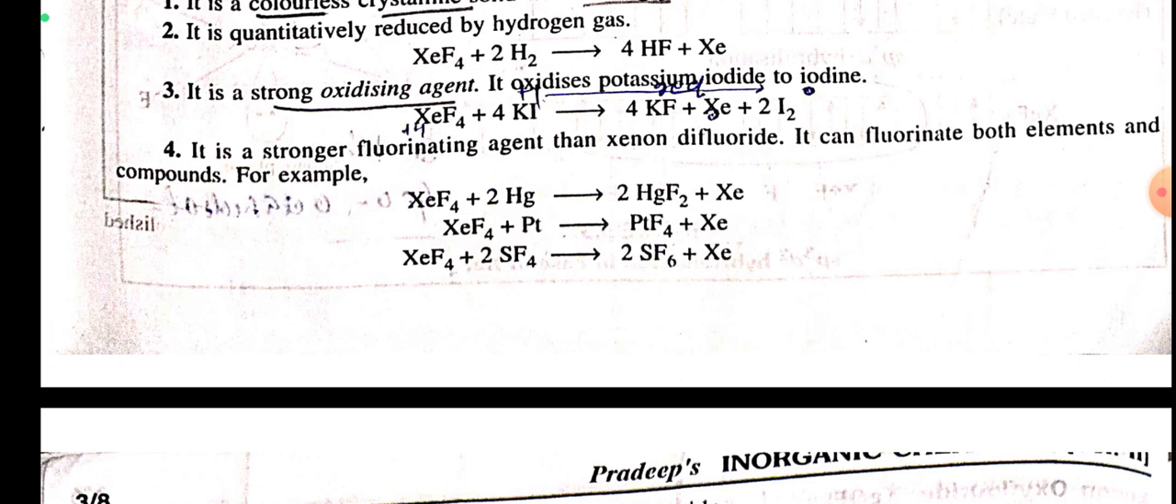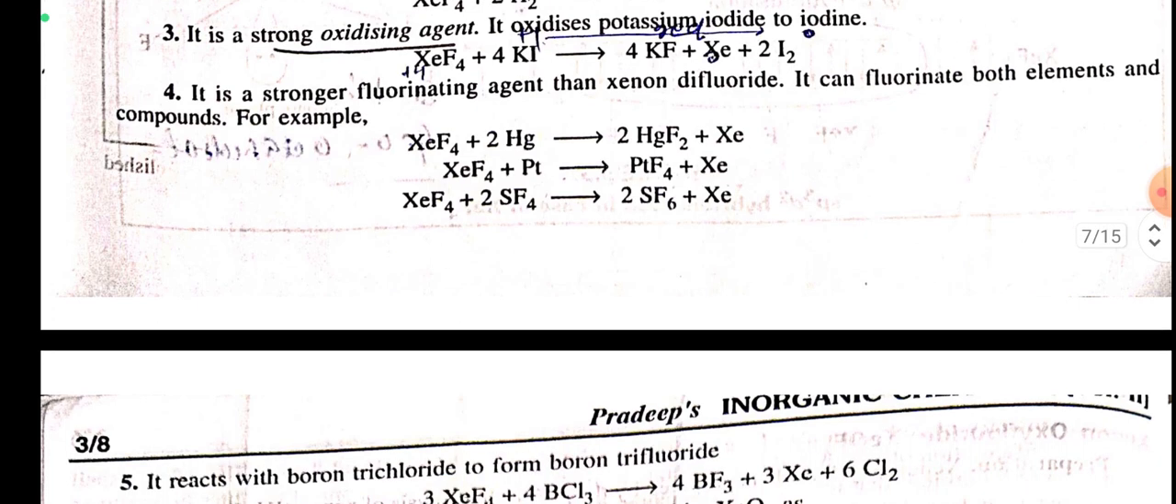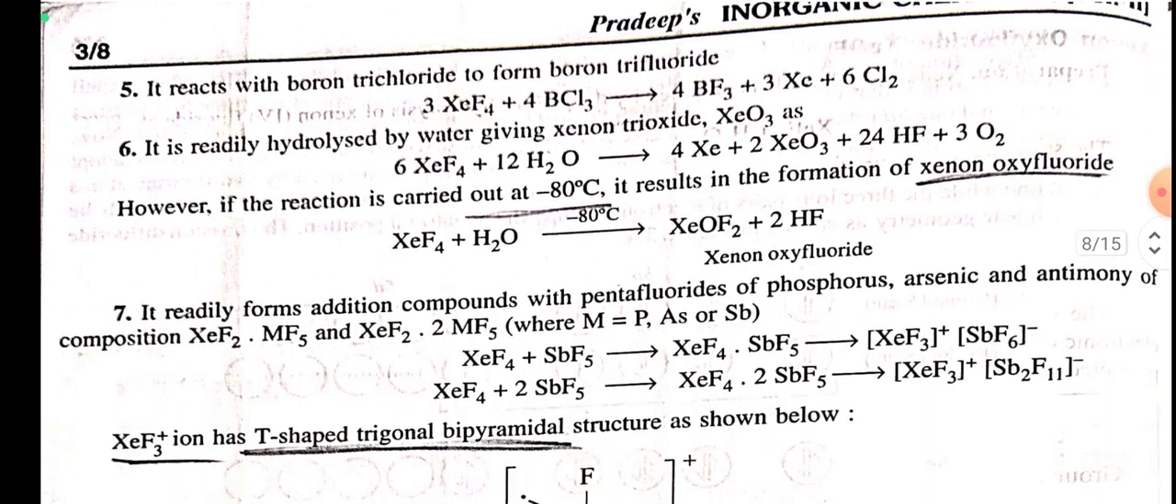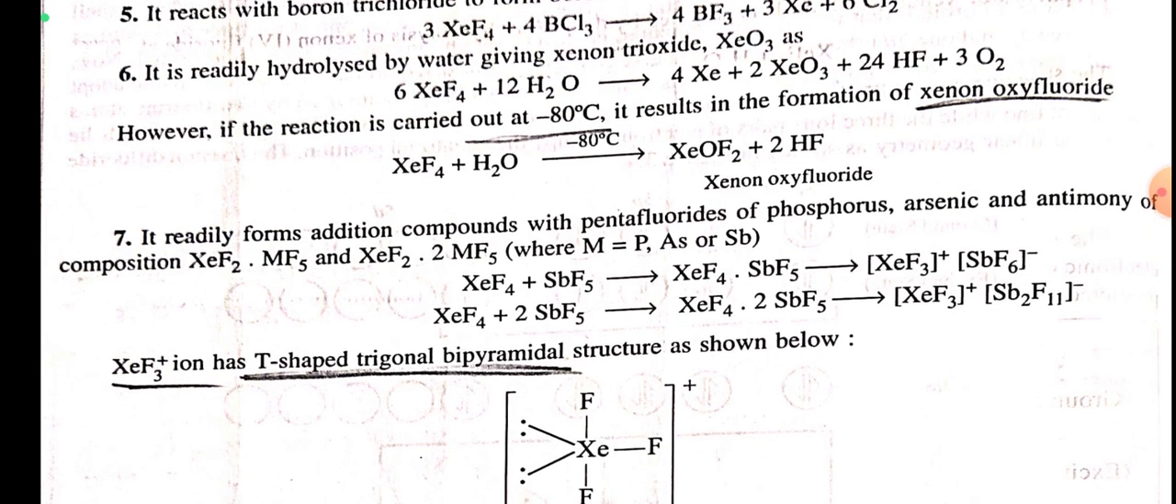It oxidizes potassium iodide to iodine. It is a stronger fluorinating agent than xenon difluoride. It can fluorinate both elements and compounds. It reacts with boron trichloride to form boron trifluoride. It is readily hydrolyzed by water, giving xenon trioxide. However, if the reaction is carried out at -80 degrees Celsius, it results in the formation of xenon oxyfluoride. Xenon tetrafluoride reacts with water at -80 degrees Celsius to give xenon oxyfluoride.